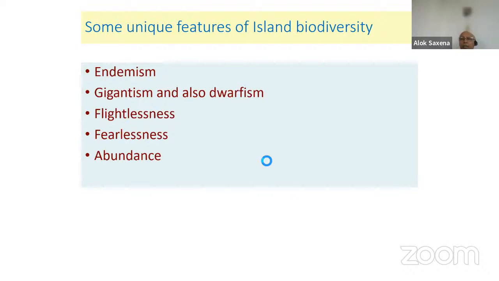If you see the literature on the internet, you will find that many bird species from New Zealand have become extinct in the last two centuries, in the 1800s and 1900s, because of human interference.